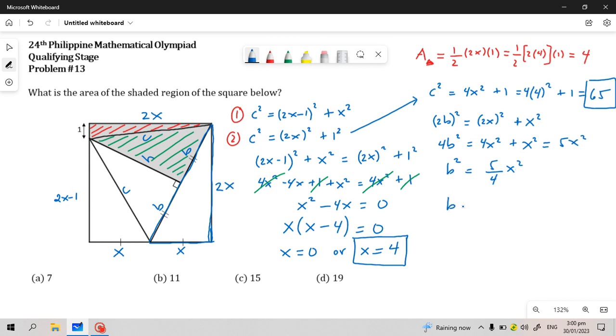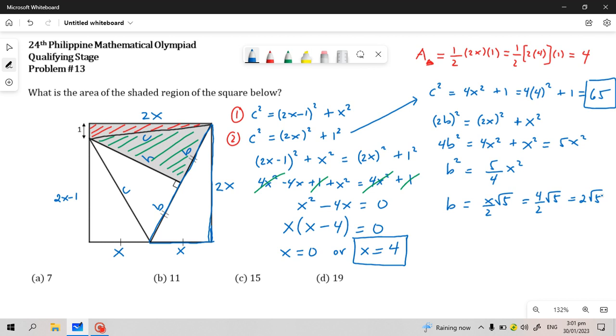Now let's solve for b. If we get the square root of both sides, we have x over 2 square root of 5. Since x is 4, b is 4 over 2 square root of 5, or simply 2 square root of 5. Okay, so let's get h.